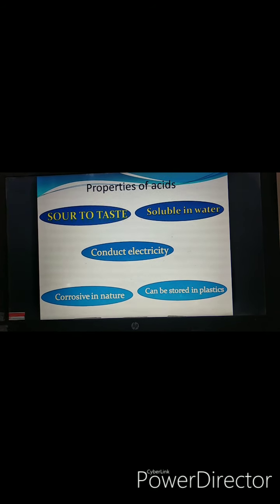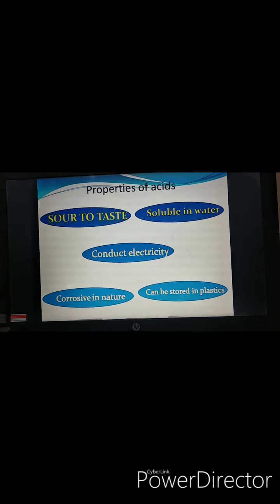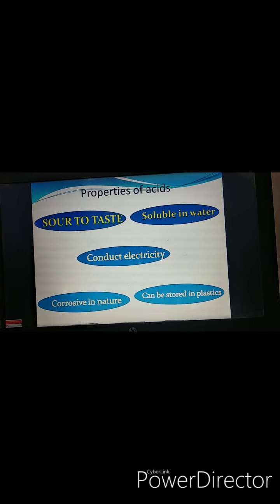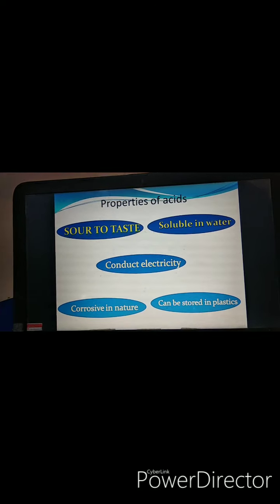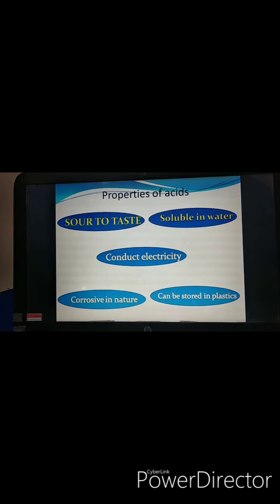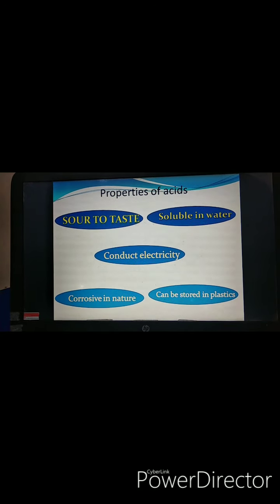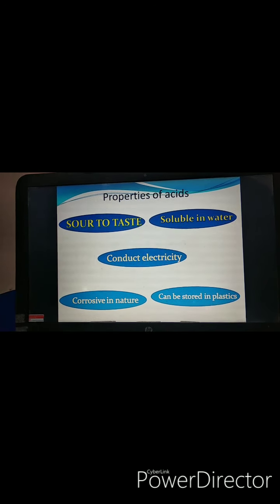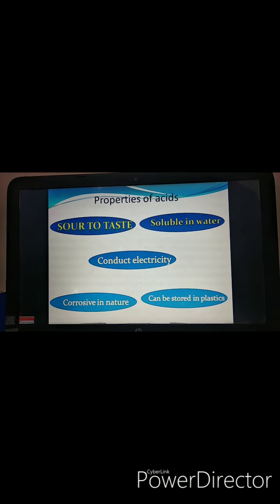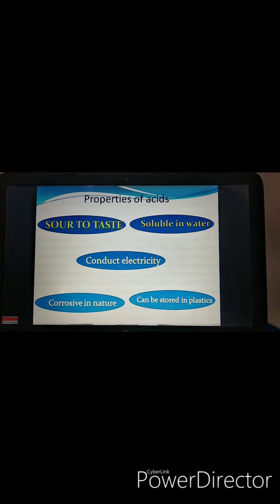But here, students, I will tell you, not all acids are corrosive. Mostly only the strong acids are corrosive in nature. And the last one is they can be stored in plastic or glass bottles, but they should not be stored in a metal container. Why? Because acids react with metals. In the laboratory also, you can see the acids are kept either in glass bottles or plastic bottles, never in a metal container.